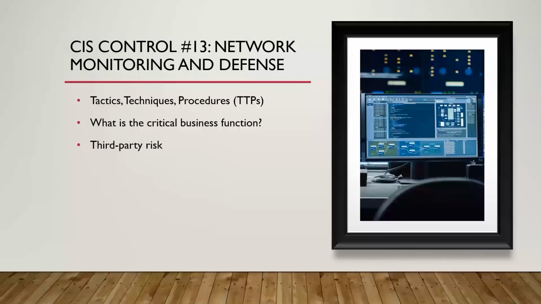CIS Control 13 is network monitoring and defense. As adversaries continue to evolve and share information amongst their peers about exploits and ways to bypass different security controls, organizations need to implement processes and security tools to help protect against them. However, security tools themselves are only effective if they're part of continuous monitoring that also includes a human element to help detect, analyze, and respond to threats.